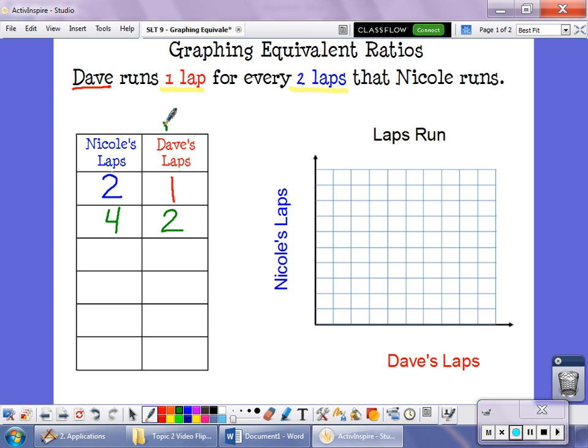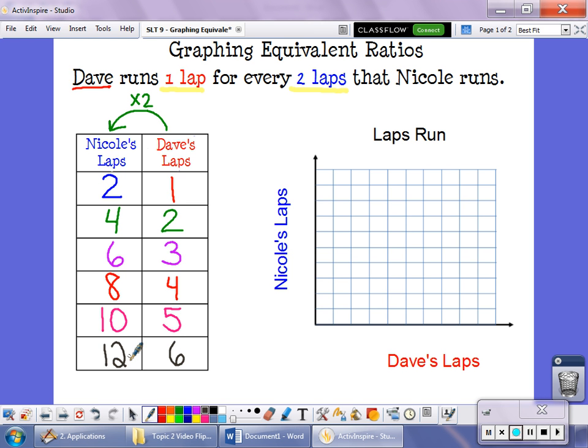So it's almost like we take Dave's laps and we multiply them by 2 to figure out how many laps Nicole is running. So if Dave runs 3 laps, Nicole would run 3 times 2, which is 6 laps. If Dave runs 4 laps, Nicole runs 8. If Dave runs 5, remember 5 times 2 would mean Nicole would run 10 laps. And finally, if Dave were to run 6 laps, Nicole would run 6 times 2, which is 12 laps.